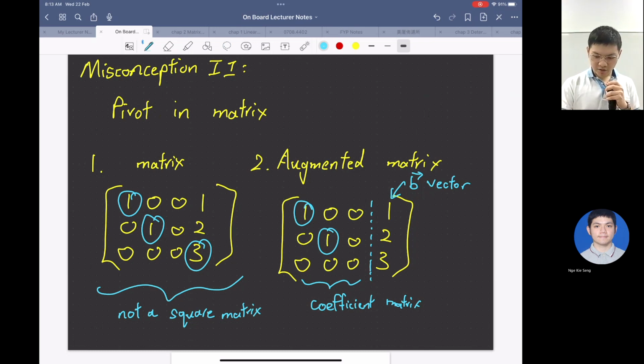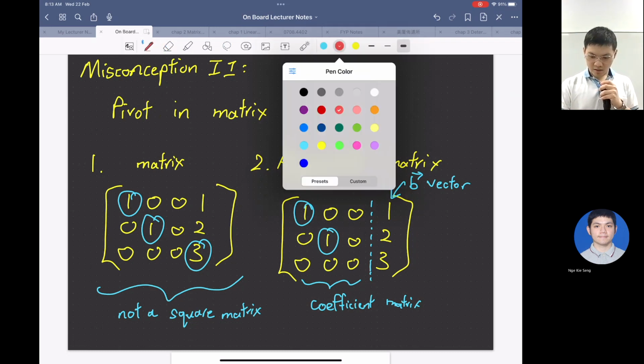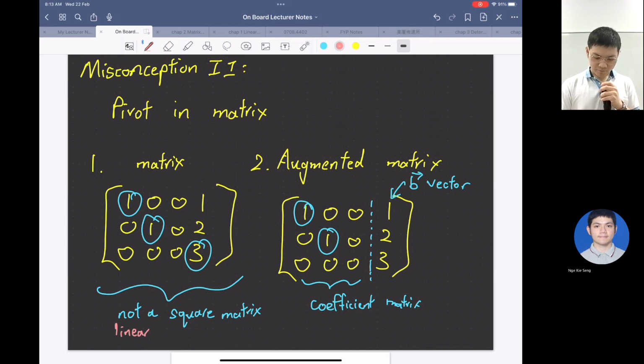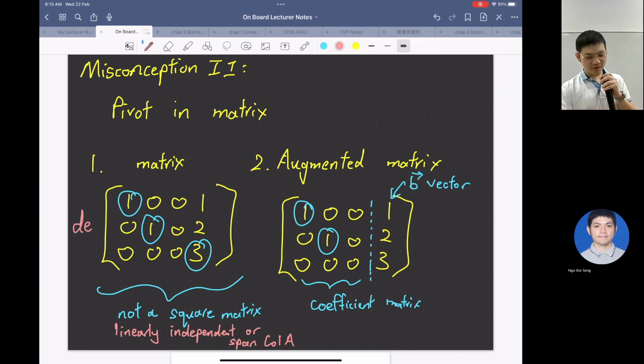So if you want to check linearly independent or span, then you cannot use the invertible matrix theorem again. You need to go back to the definition of linearly independent and span. So don't go and try to compute the determinant of this. You can never compute it. We never define determinant on a non-square matrix. So make sure you know what you are doing.